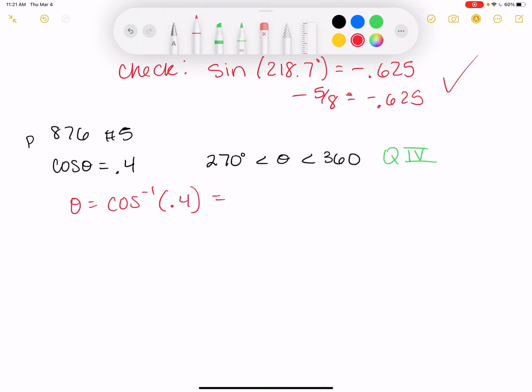This is still in degrees, right? Even though there's no degree sign? Oh, it is. Duh. I get it. I'm sorry. You see, my grade proves it.